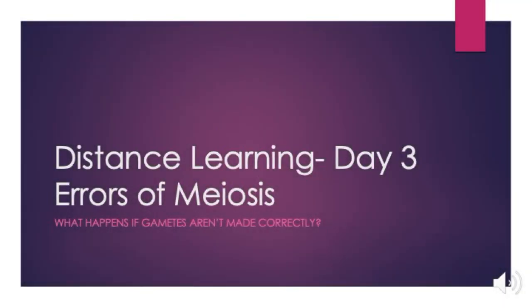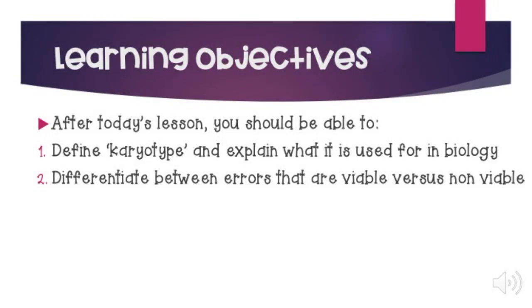All right, everybody. Today we're looking at day 3 of distance learning, and we're going to talk about errors of meiosis and recap meiosis a little bit as well. So our learning objectives for today are that we should be able to define what a karyotype is and how we use that in biology. And we're also going to talk about how you can differentiate between errors in meiosis and if they could potentially lead to an offspring being created or not.